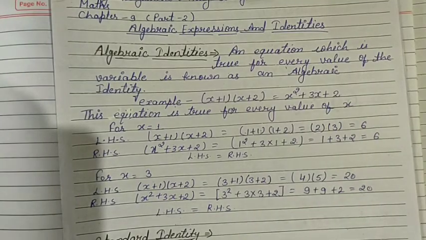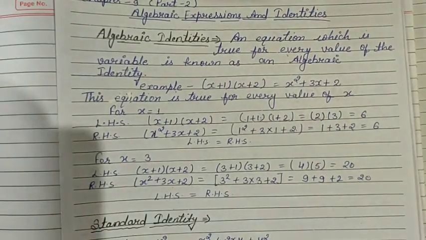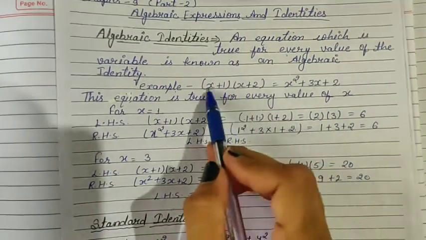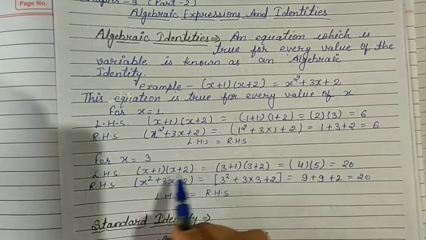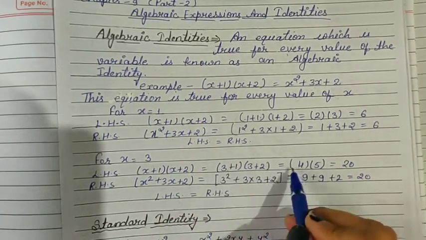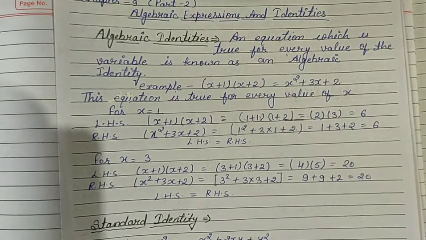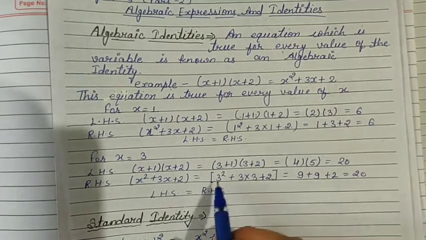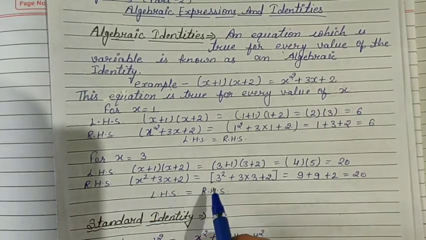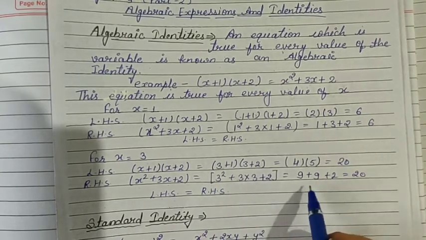Now we will check the solution of this equation at x = 3. The left hand side of this equation is (x + 1)(x + 2). When we put x = 3, we get (3 + 1)(3 + 2), that is 4 × 5 = 20. And when we put x = 3 in the right hand side, x² + 3x + 2, we get 3² + 3 × 3 + 2, and that is equal to 20.